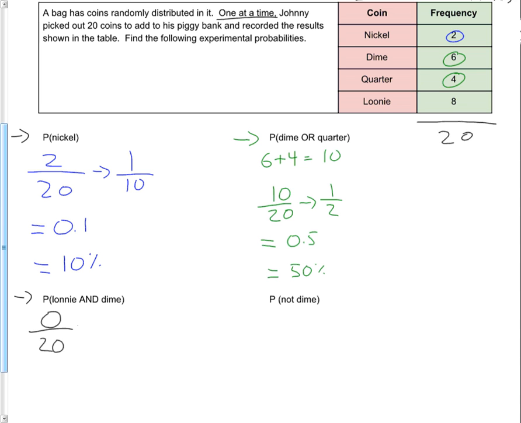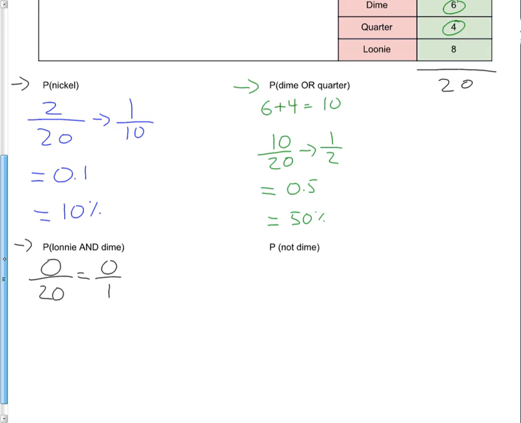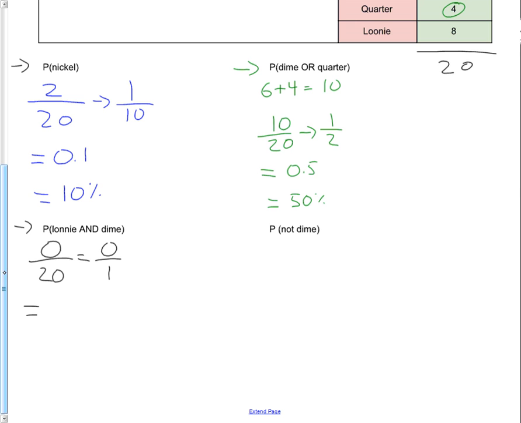So 0 out of 20, if you really want to move it into lowest terms, is the same thing as 0 over 1. And if we want to convert that into a decimal, it's very easy, 0.0. And if you want to convert it into a percentage, 0 times 100 gives you 0%.